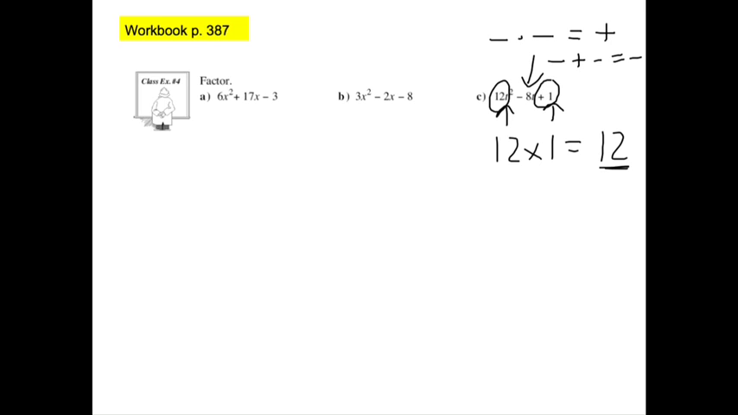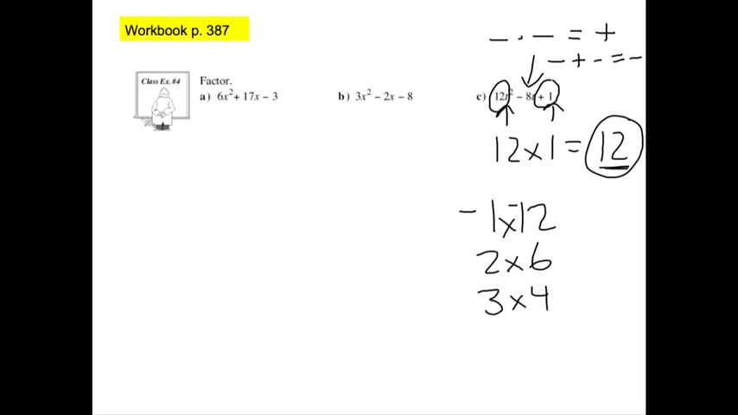So 12 times 1 is equal to 12. Let's take a look at our options. We've got 1 times 12, just like before. We have 2 times 6, and we've got 3 times 4. These are all going to be negatives. And which ones are going to add up to negative 8? Well, negative 1 plus negative 12, definitely not negative 8. Negative 2 plus a negative 6, that's a negative 8. So that's probably your option right there.